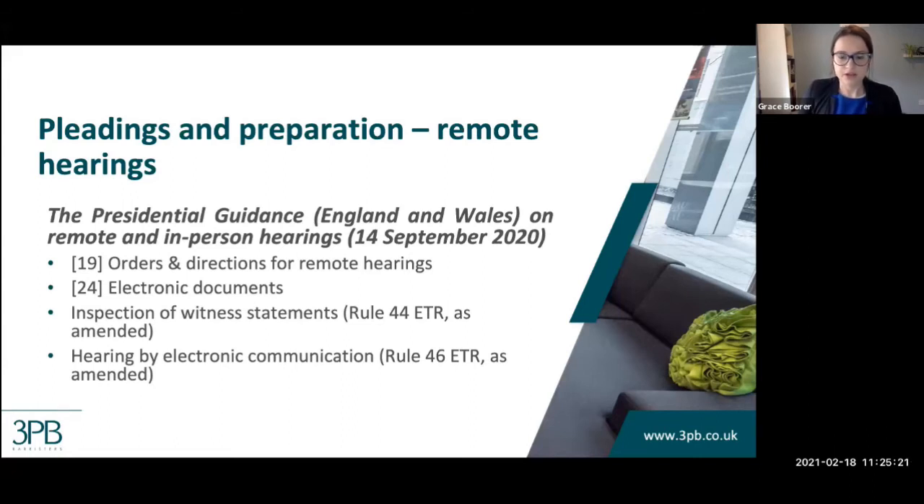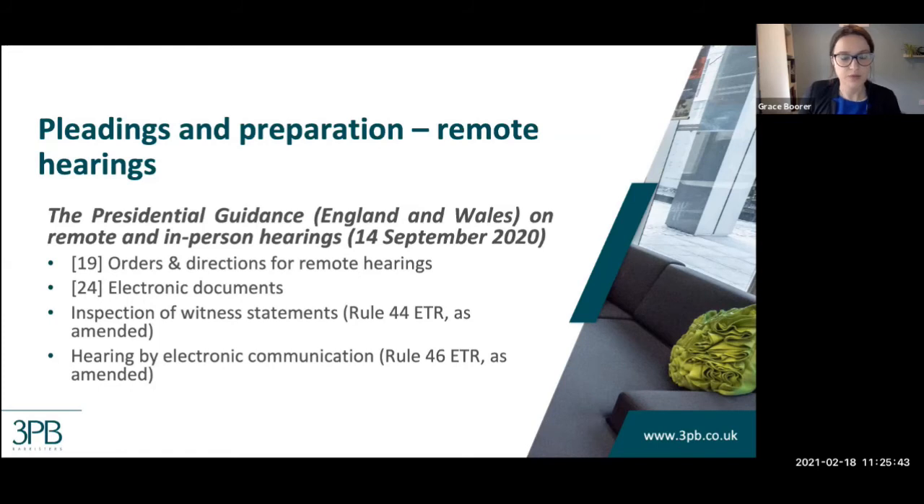So in relation to paragraph 19, that relates to orders and directions for remote hearings. And the guidance really focuses on making sure that parties prepare their witnesses for the final hearing, making sure that technology works beforehand and that they have all the documents, whether that be electronic or hard copy, ready to go at the final hearing.